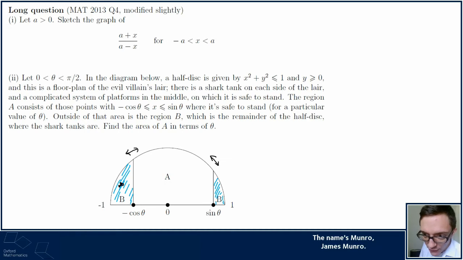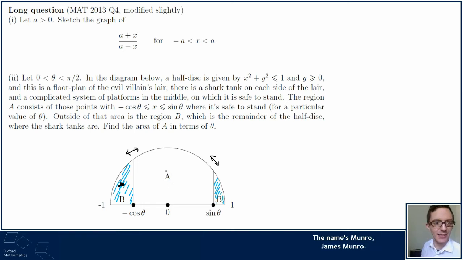That's exactly what sharks look like. There we go. Terrifying. Okay, complicated system of levers and pulleys to move these covers backwards and forwards, according to the value of theta. The question is, we want to find the area of this bit where it's safe to stand in terms of theta.